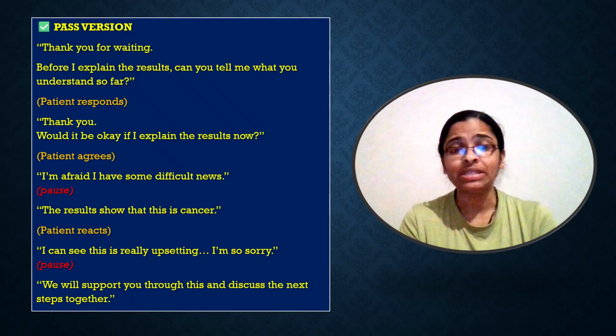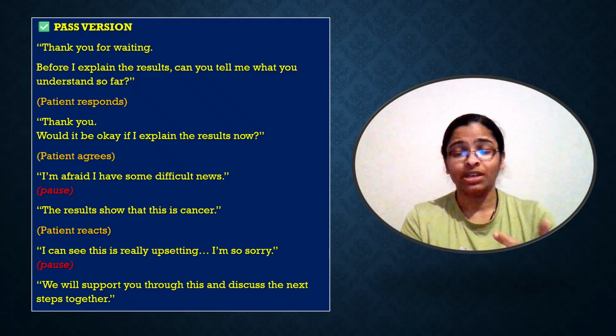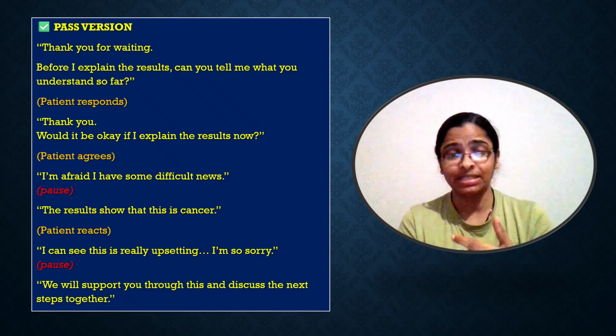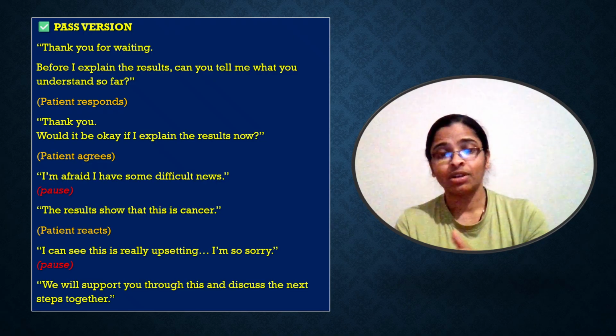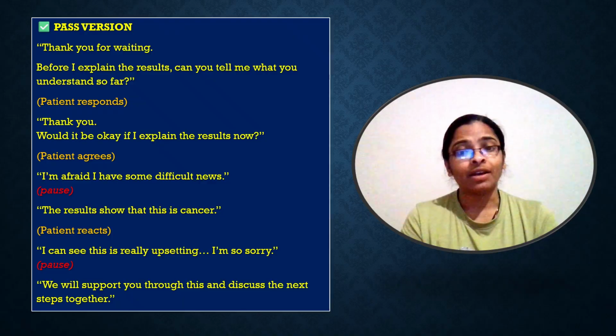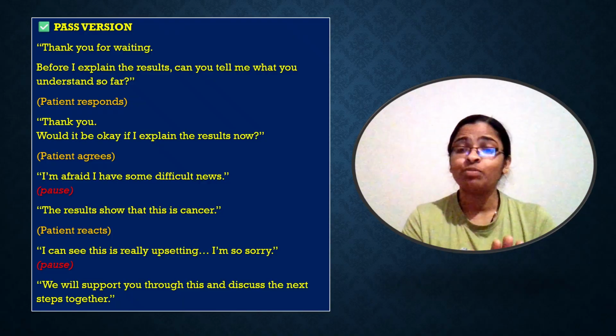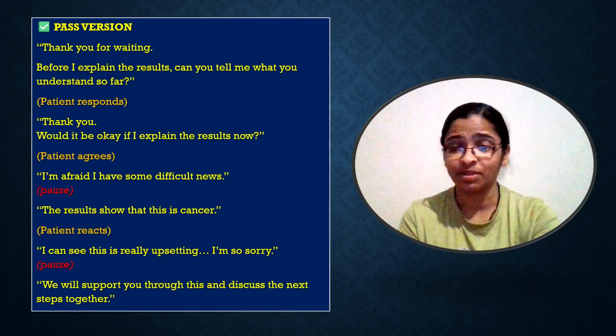When the patient agrees to receiving the information about the results, the candidate starts again. And this is the step of knowledge in the SPIKES model, which is the key step, where the candidate is going to start with a warning shot. "I'm afraid I have some difficult news here." Now pause. This pause is extremely important. Let the patient come to terms with or get ready to receive the bad news.